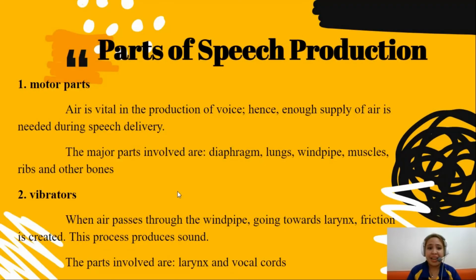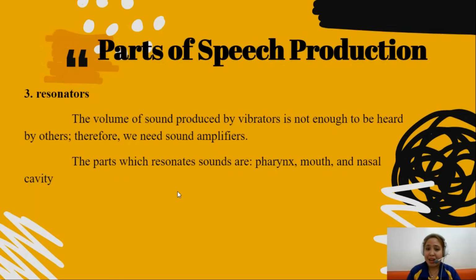That's why we need another set of parts, and they are called resonators. So when you say resonators, these are amplifiers. As I've said a while ago, the sound produced by our vibrators is not audible enough. So we need to amplify it. We need to make it louder. And we need these resonators to amplify it. And this includes our pharynx, mouth, and nasal cavity.